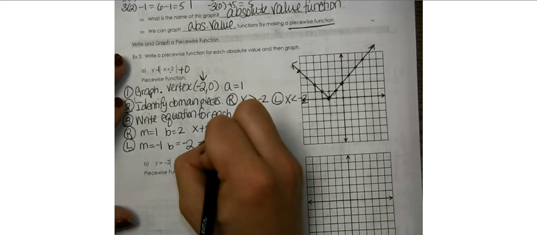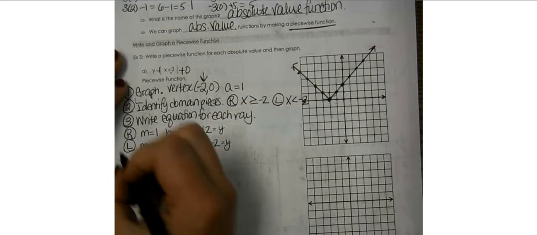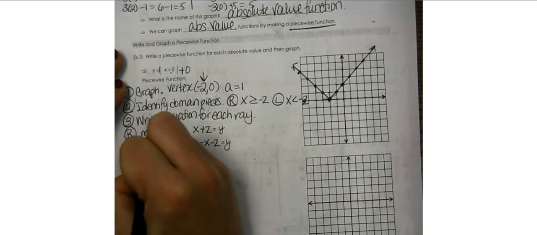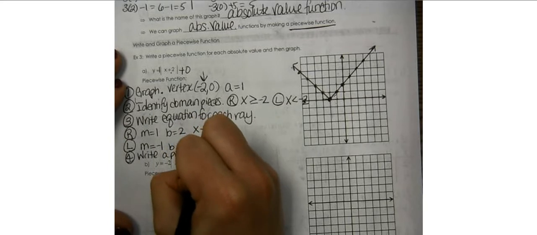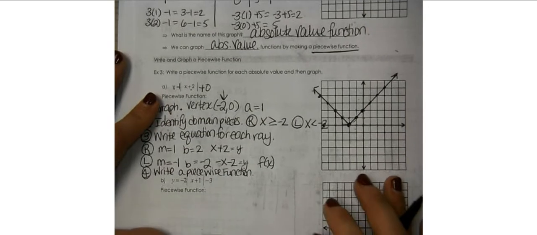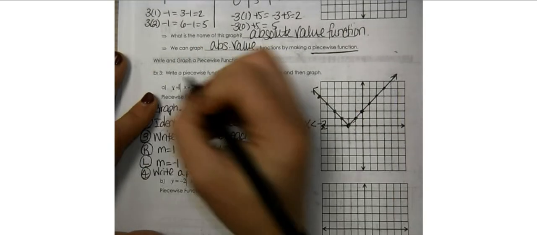Cool, so now I have an equation for each piece. This is y equals and this is y equals. Step number 4 is you need to write a piecewise function. So what does that look like? Well, a piecewise function has the f of x or y equals on the outside. So that's what I'm going to write. I'm going to write f of x, or if it starts with y, you can write y equals. So maybe I'll just stay consistent and I'll just write y equals.